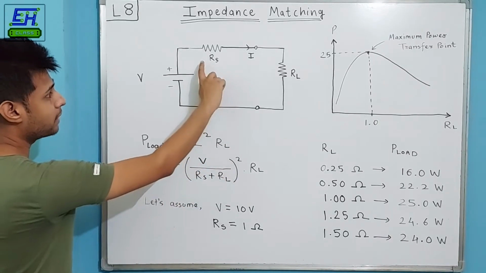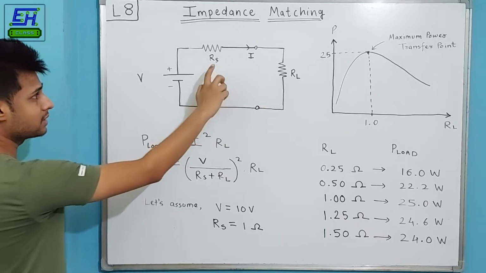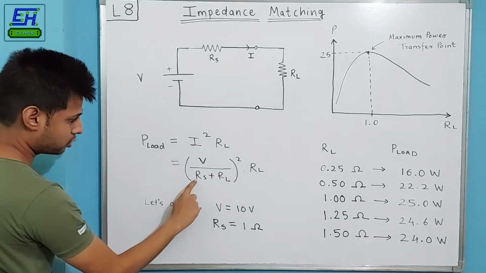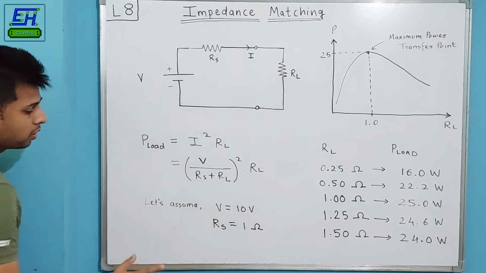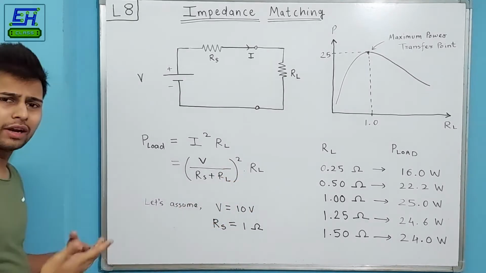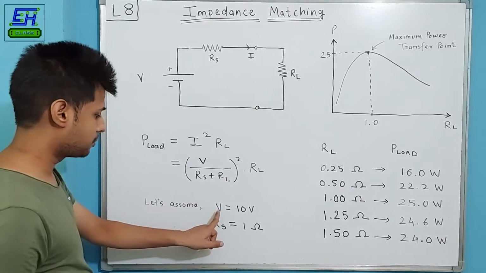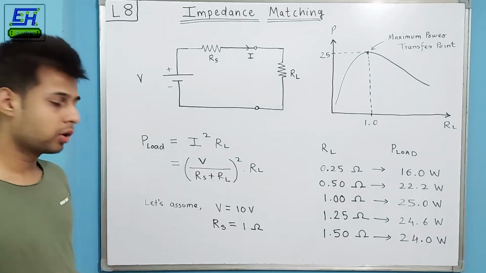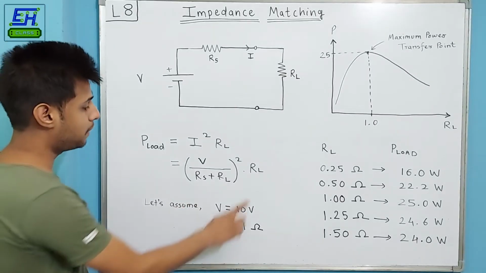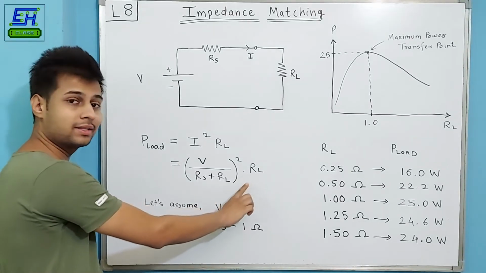So R will be nothing but the complete circuit resistance, which is RS plus RL, and so we have written (RS plus RL) whole squared into RL. Now let's assume some values, just for calculation. So we'll substitute V with 10 volts, and RS equal to 1 ohm. With these assumptions, we'll now plug in different values for this load resistance RL.